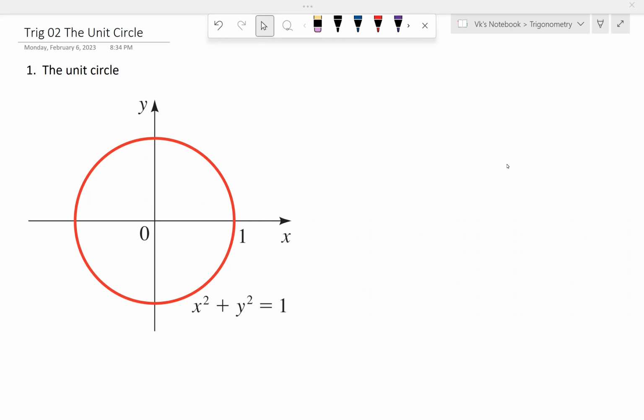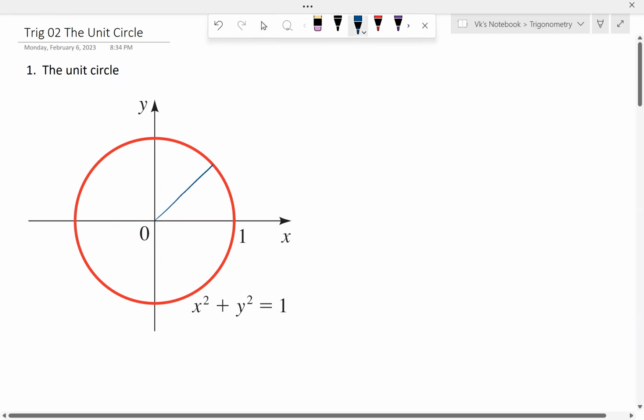Today we explore lesson 2, the unit circle. Number 1, the unit circle. It is the circle of radius 1, center at origin. We will use the unit circle to define sine, cosine, tangent because it gives us a quick computation of some common angles.